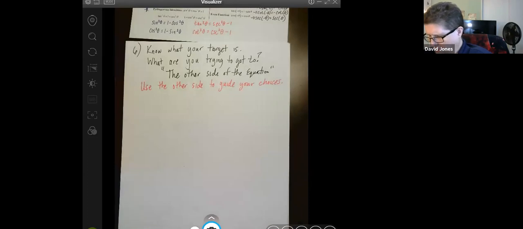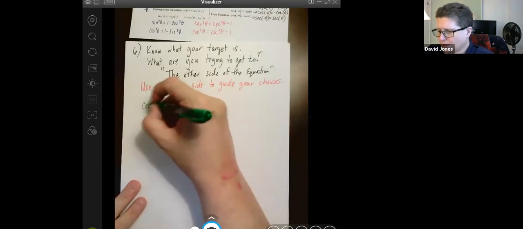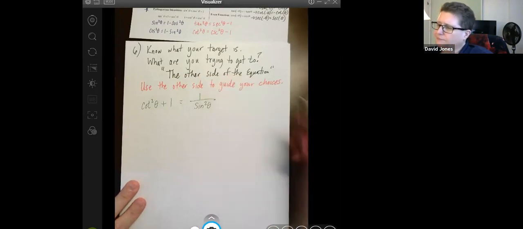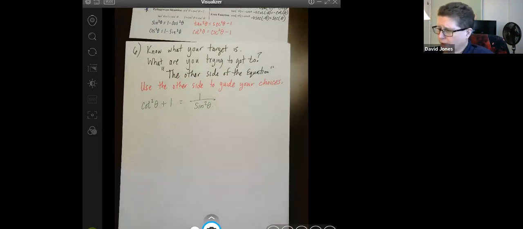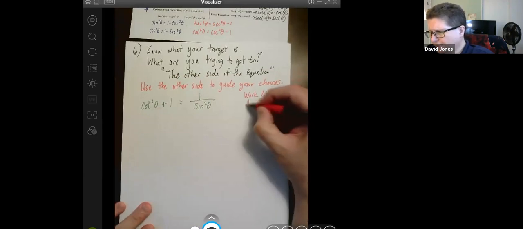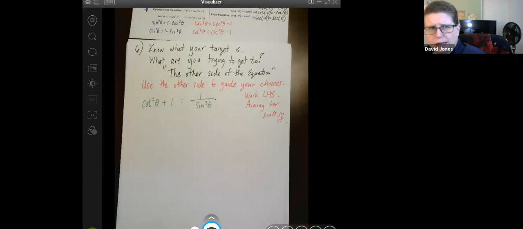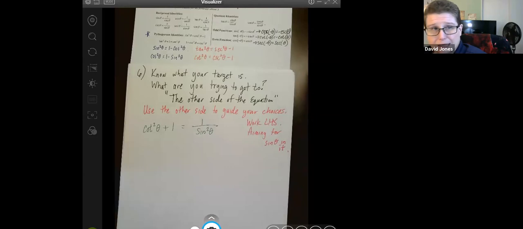So, for example, I start off with cotangent squared theta plus 1 equals 1 over sine squared theta. Well, for me, the simpler side is the right-hand side, so I'm going to work the left-hand side. I'm aiming for sine theta in it. When I look at my identities, I have them memorized, but you may not at first. Hopefully you get there.